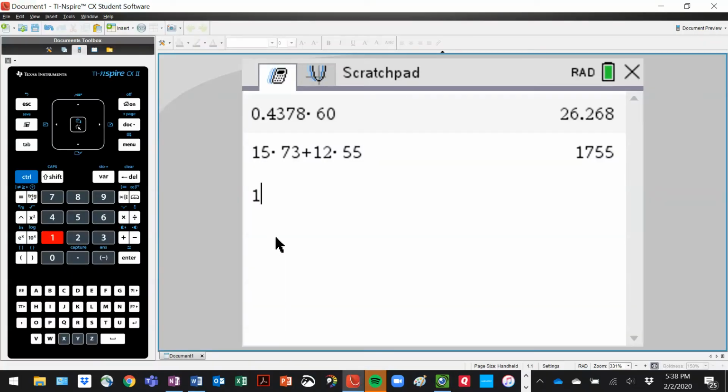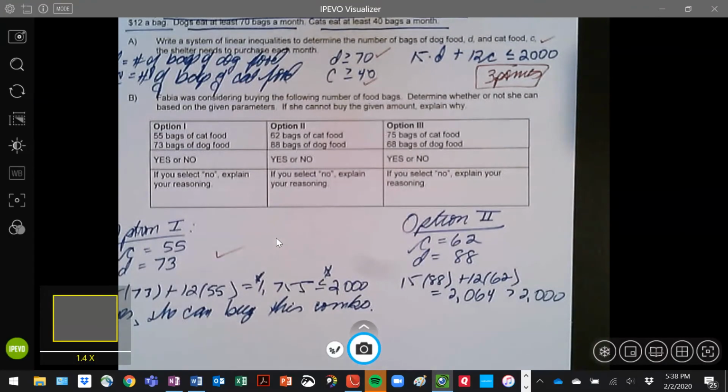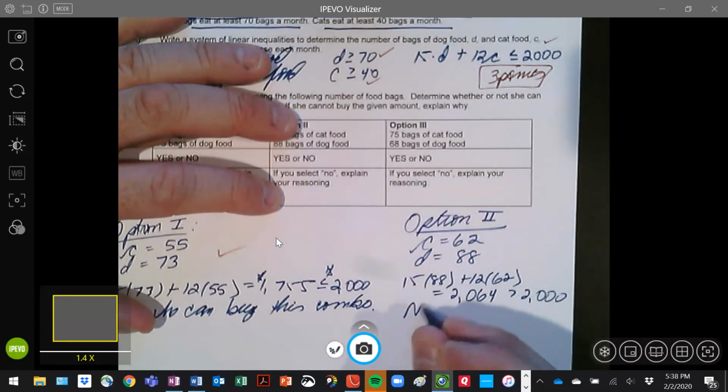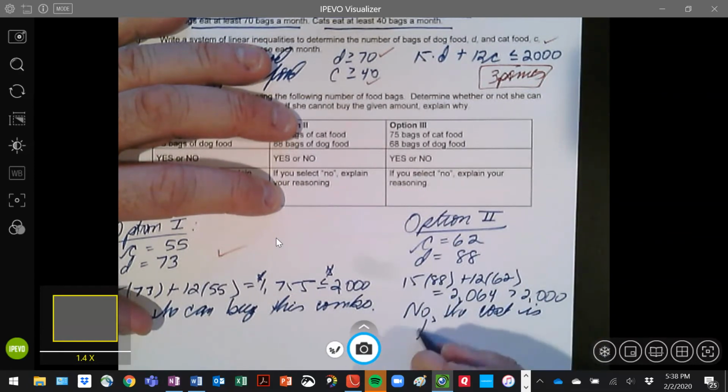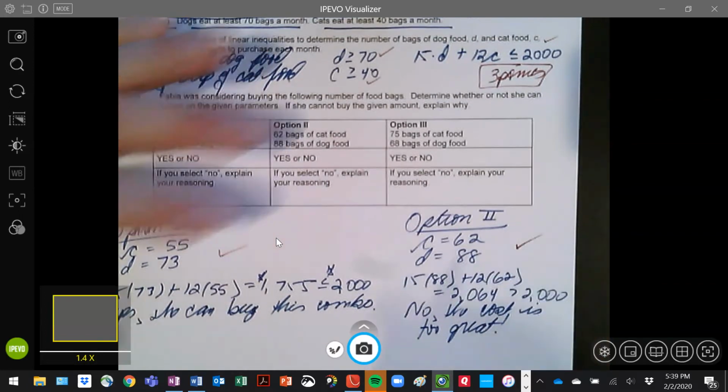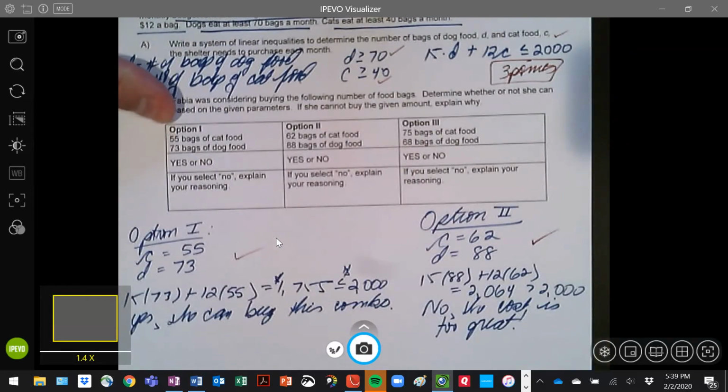Going to go over to the calculator again. 15 times 88 plus 12 times 62. That is $2,064, which is greater than 2,000. So our conclusion here should be no, the cost is too great. Okay, that's all we needed to see, that you looked at the cost, it's greater than 2,000. The conclusion is no, I can't do this.